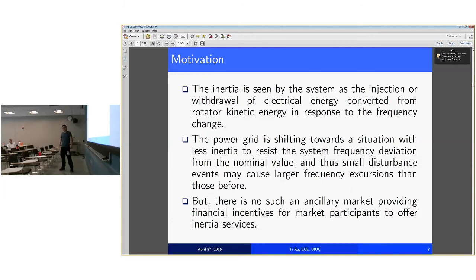So here, there are more and more wind energy, renewable energy and gas turbine units. The power system is shifting toward a situation with less inertia. It means we have less capability to resist the frequency deviation from the nominal value. But from what I know, I talked with people in MISO and PJM. They said there's no ancillary market providing financial incentives to market participants offering inertia services.